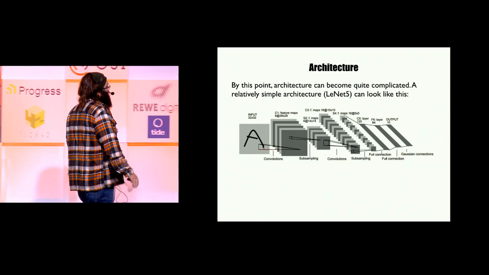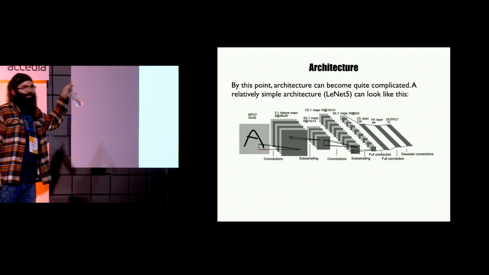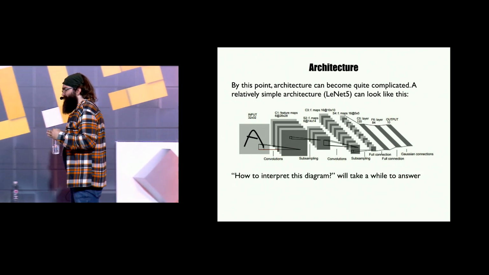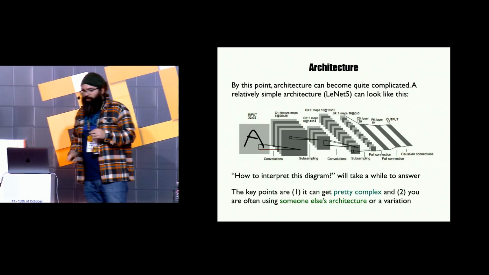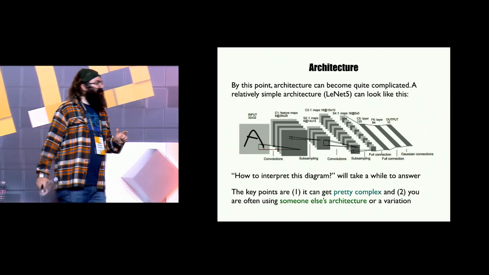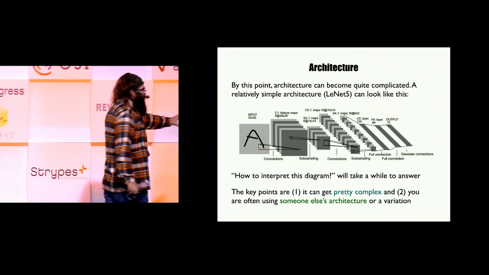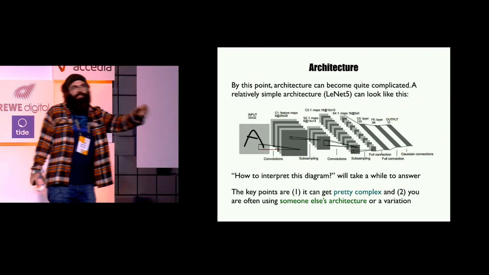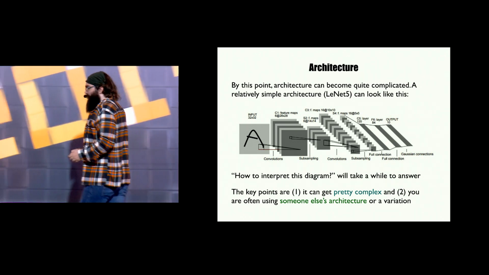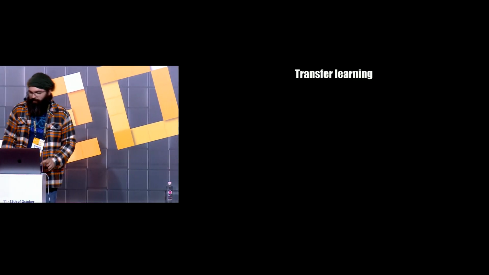And it would take me at least an hour more here to explain how you can read this diagram. But that's not the point. That's not what's important. The important thing is, 1, it can get pretty complicated, and 2, you don't need to understand it that well, because you can use somebody else's architecture verbatim, or you can change it a bit to accomplish what you want to do. And there's actually something called transfer learning, which is pretty exciting.